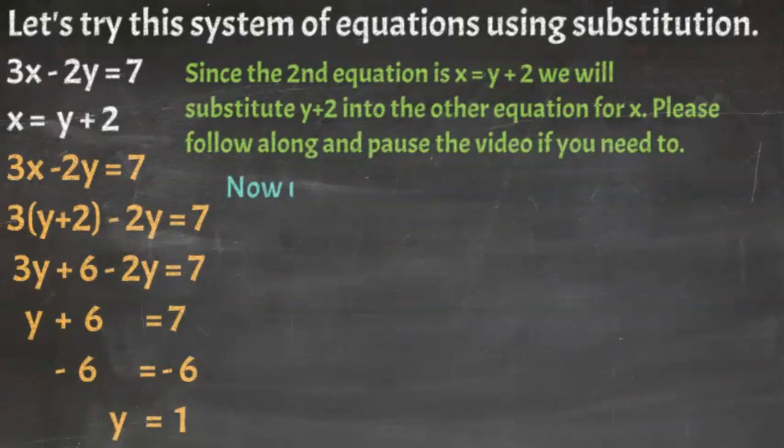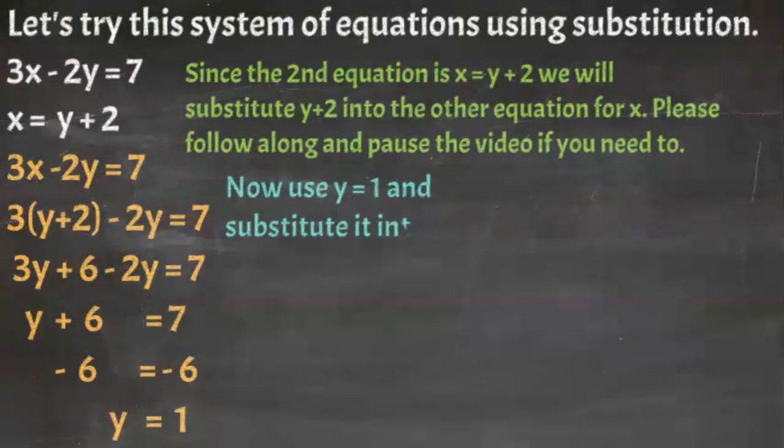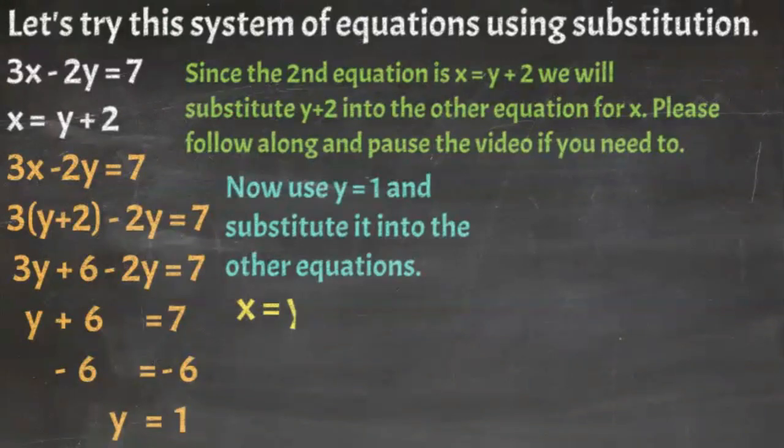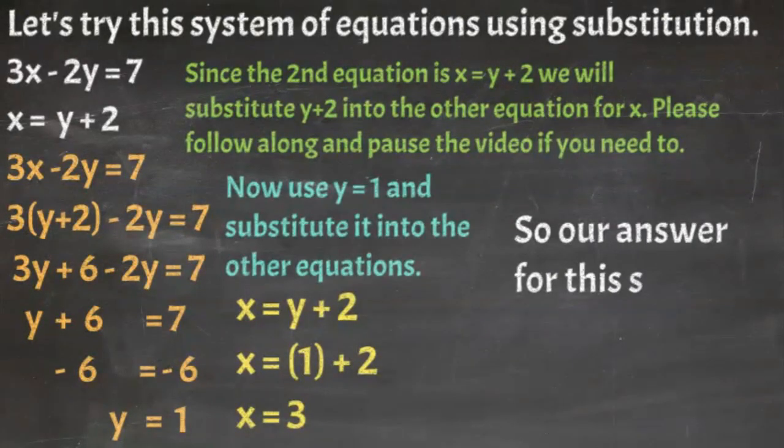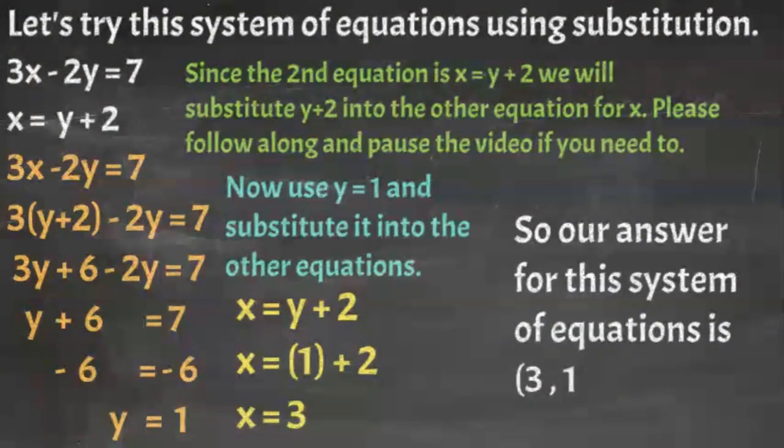Now using y is equal to 1 and substituting it into the other equation, we can figure out what x is. So we have x is equal to y plus 2. So where the y is, we put the 1 in. X is equal to 1 plus 2. And notice how I put parentheses in, so that way I know I substituted. And 1 plus 2 is 3, so x is equal to 3. So our answer for this one is 3, 1 in parentheses.